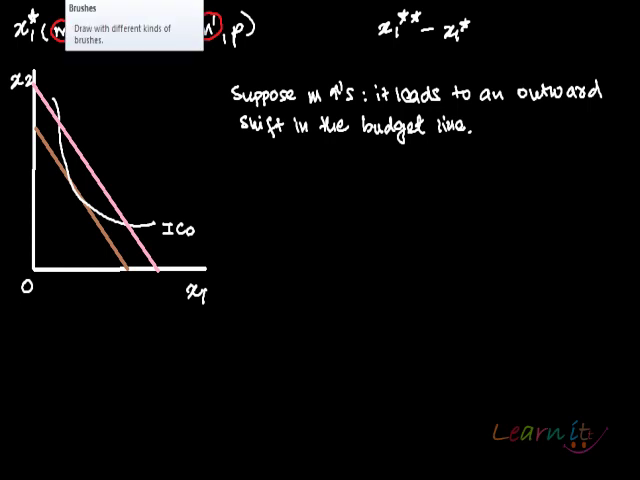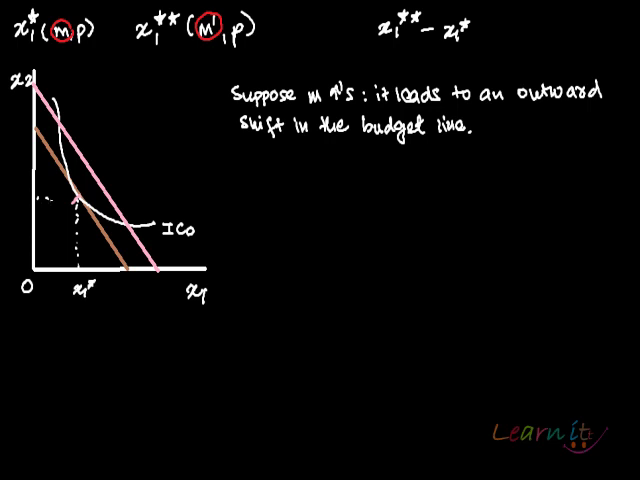Earlier this was the amount of x1 which you are consuming, say x1 star, and this is the amount of x2 which you are consuming, say x2 star. Now normally what you would think is that when income has increased, you would be consuming more of both the goods. Earlier you were at point E, now you are at point E1, and you are now going to consume x1 double star and x2 double star. Clear? So you would assume that you'll be consuming more of both the goods with an increase in income.